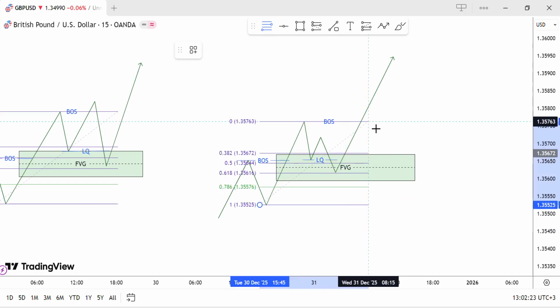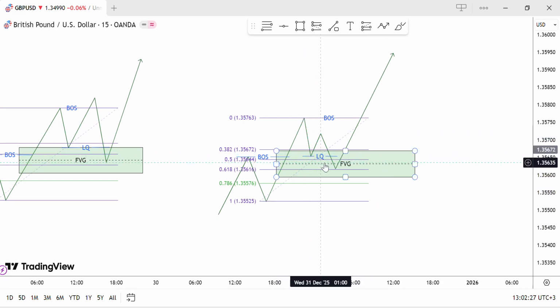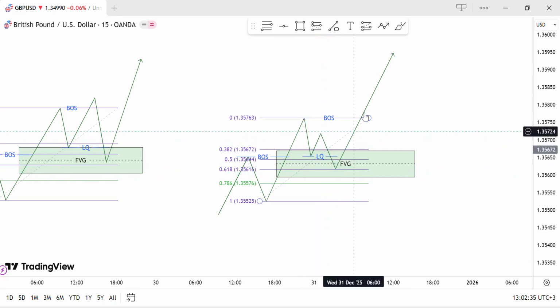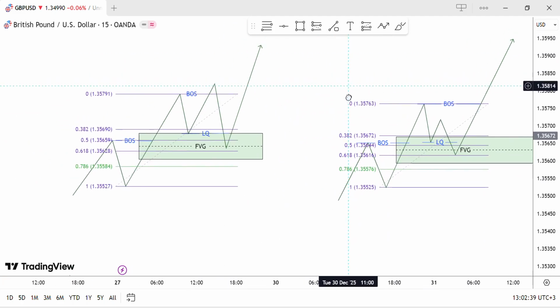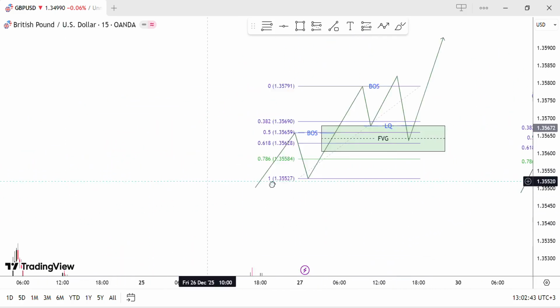When you look at this movement, the first attempt did not reach 50%, meaning we cannot buy at the premium level. So we waited for the price to come into the discount level and then push up. That is how you identify liquidity at your fair value gap. Let me try and show you some examples.